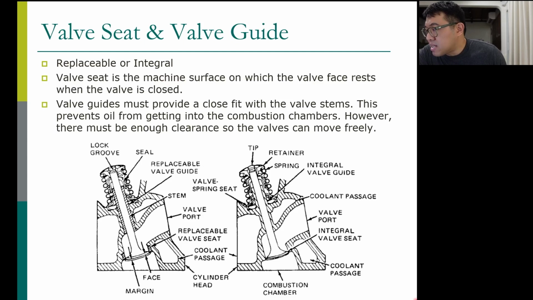The valve seat, which is this guy, in Thai we call บ่า valve, and the valve guide, which is this part, in Thai is called ปลอก valve. They have two types: the replaceable one and the integral one. Integral means it is the same piece as the engine head, or the same material as the engine head. Replaceable means you can replace it, of course.